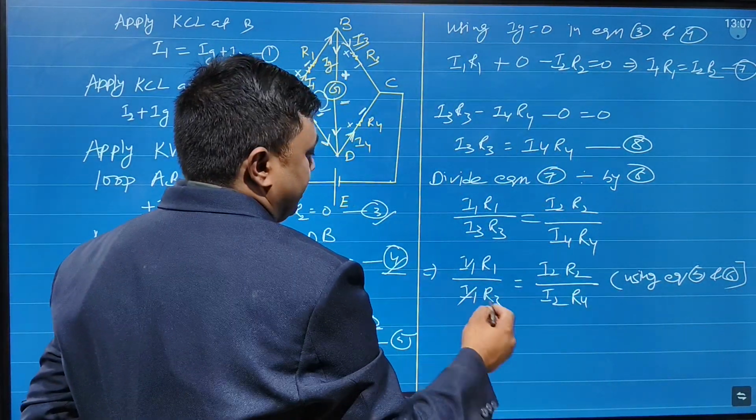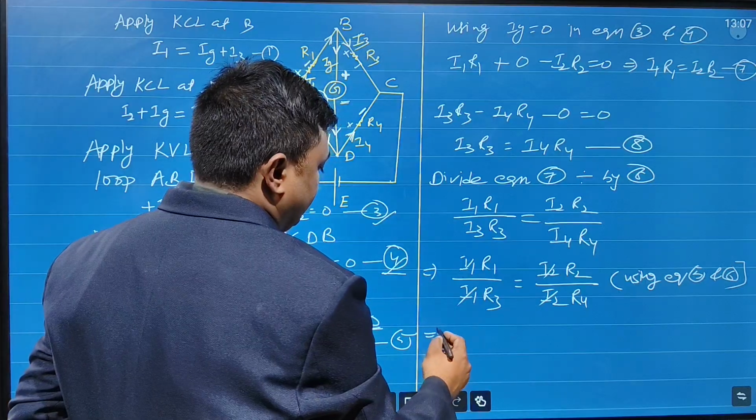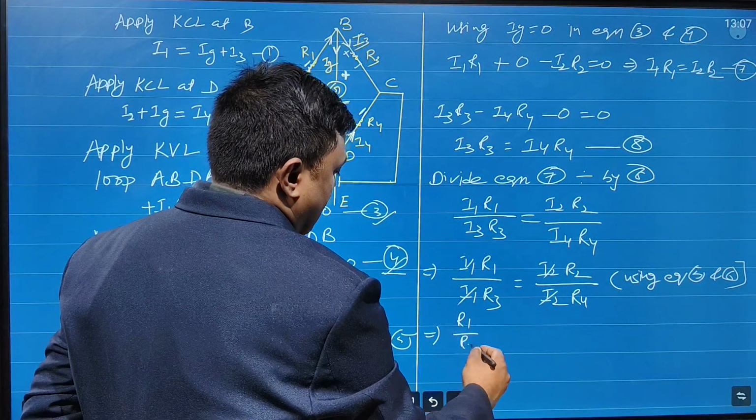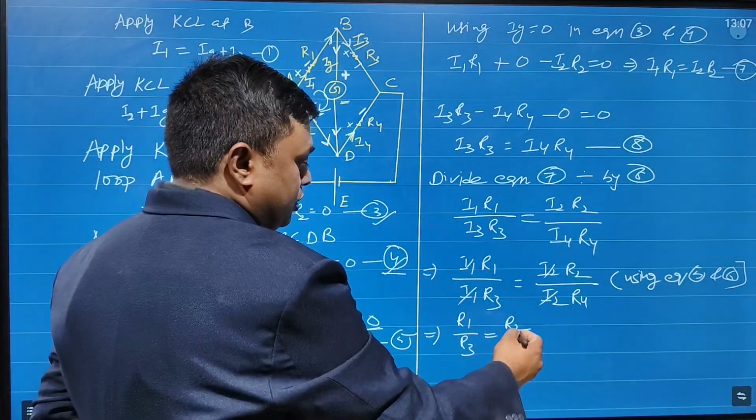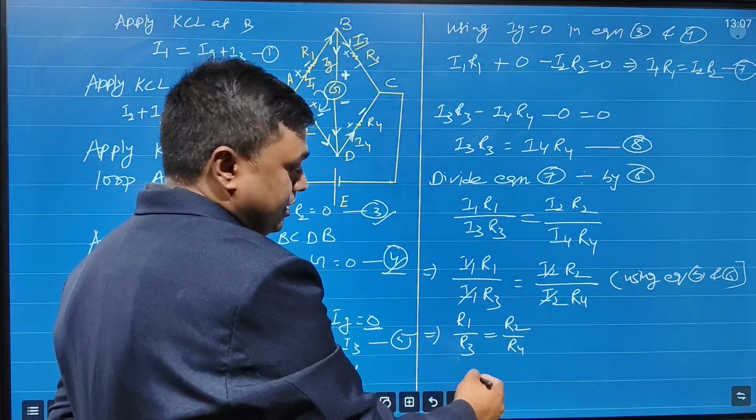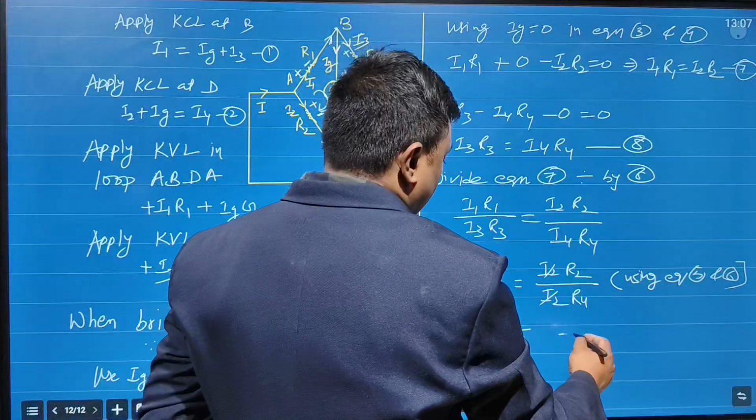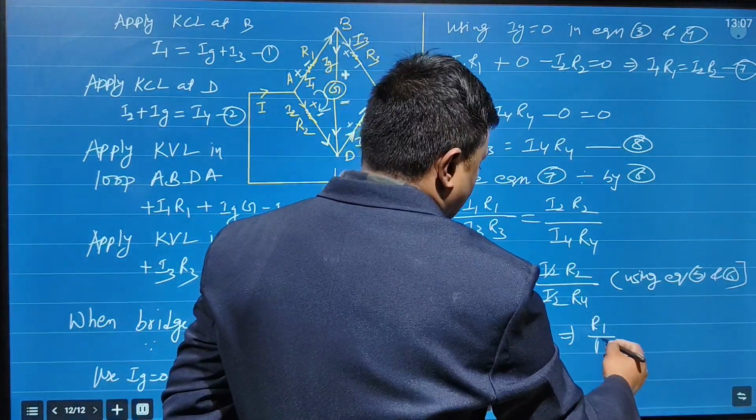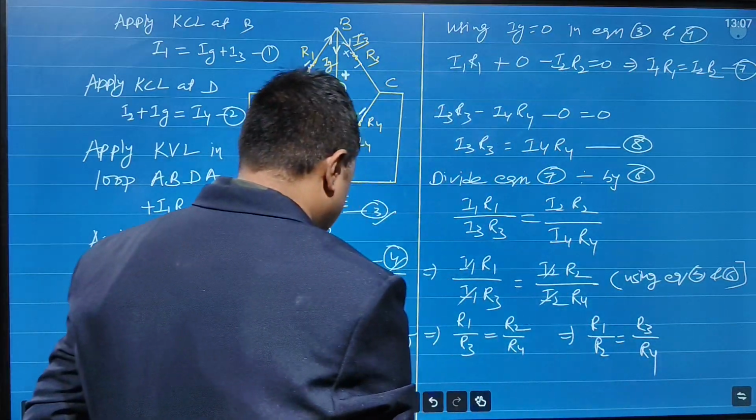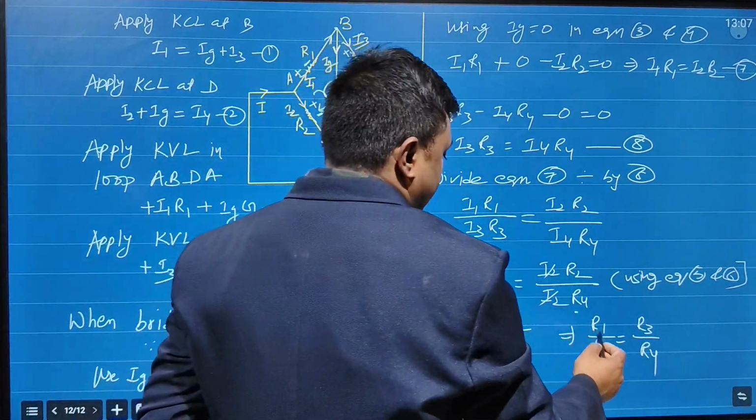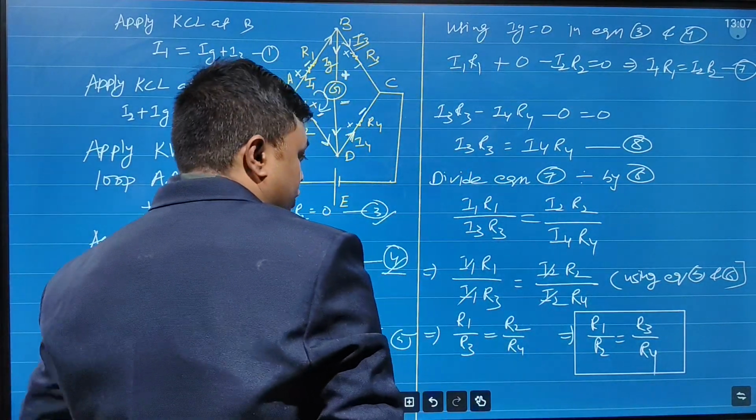Now you can see I1 gets cancelled. So what we are going to get? R1 upon R3 is equal to R2 upon R4. Yes or no? Okay, so R2 we can move to the left hand side, R3 you move to the right hand side. So we can write R1 upon R2 is equal to R3 upon R4. This is the condition for balance in the case of a Wheatstone Bridge.